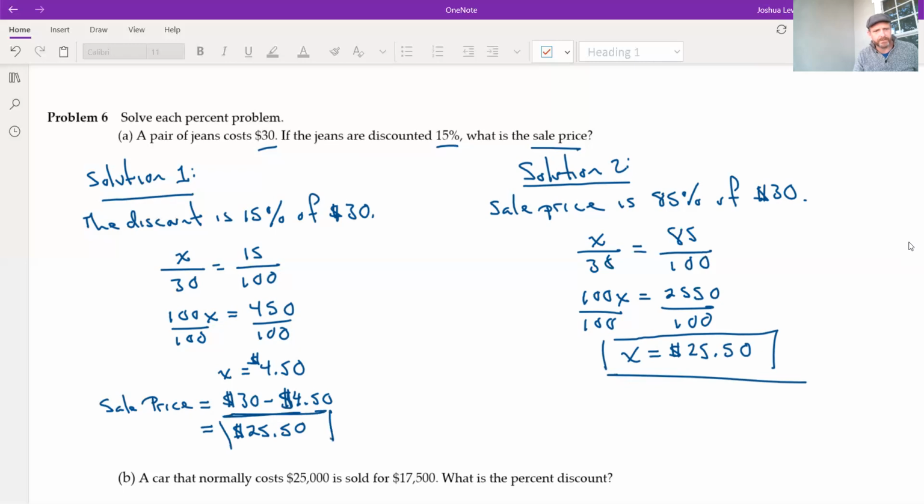So in either case, we get the same answer, right? So in solution 1, I found the dollar amount of the discount and subtracted it from the total price. In solution 2, I said, well, what percent of the total do I actually have to pay if 15% is being knocked off? Either way, we get the same answer.